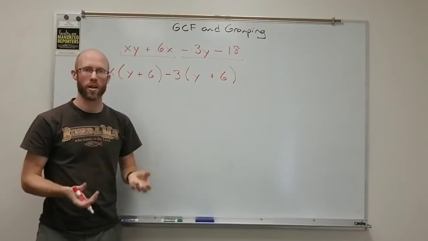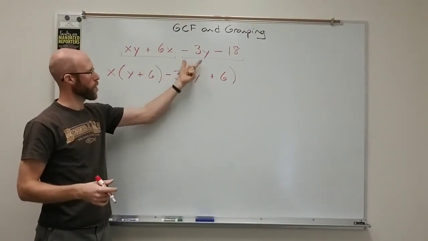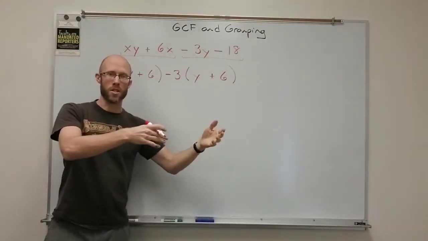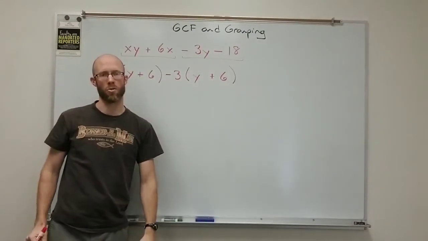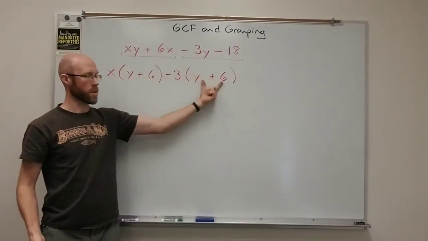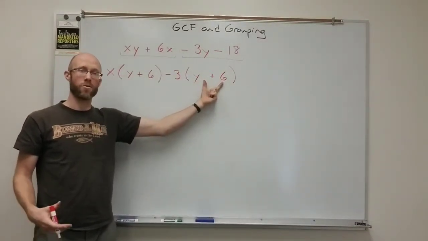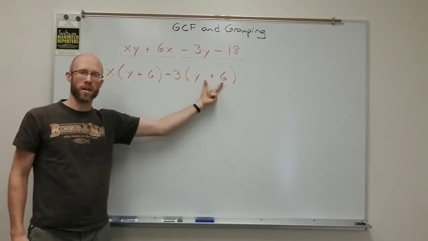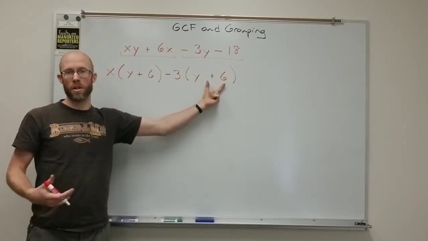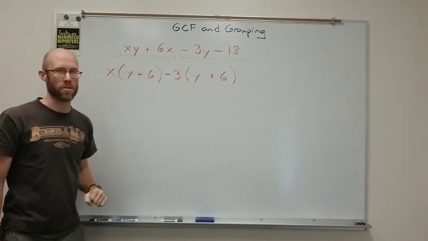Again, you can always check your work, or even just mentally check by thinking negative 3 times y is negative 3y, and negative 3 times 6 is negative 18. So if you redistribute, you can check to make sure it works. But now, notice I have a y plus 6 and a y plus 6, same binomial factor. If you don't have the same binomial factor here, you've either done something wrong or the polynomial doesn't factor, okay? So you need to have the same binomial factor here.